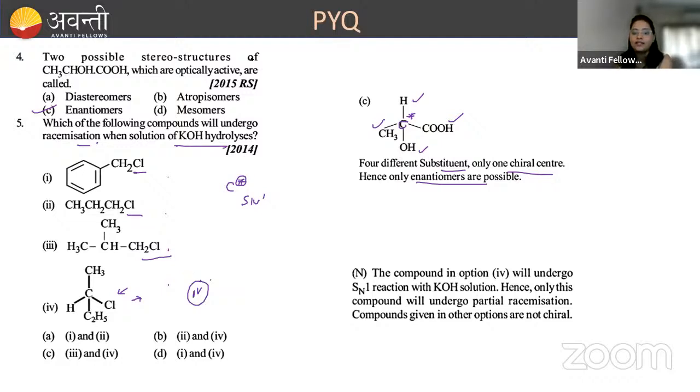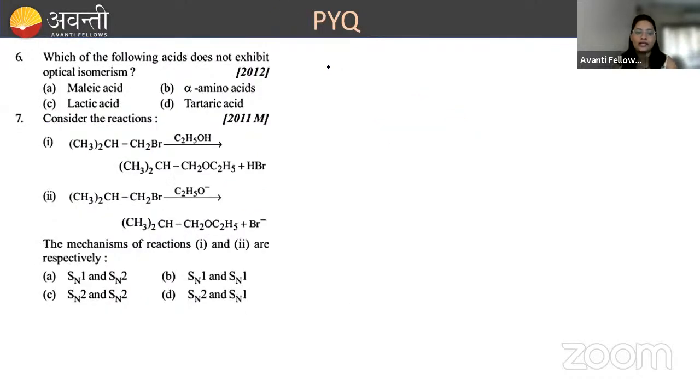Any doubts in this? Okay, next problem: which of the following acids does not exhibit optical isomers? So we need to find out optical isomers. What are optical isomers? We talked about that yesterday. Which of the following does not exhibit optical isomerism? Malic acid, alpha amino acid, lactic acid, and tartaric acid.